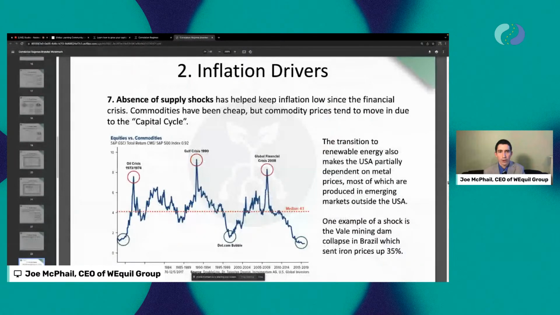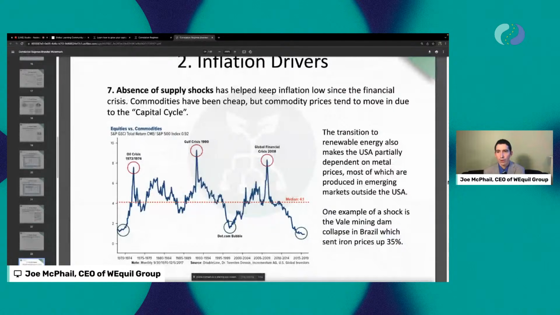Another one would be supply shocks. So this is quite interesting. So equities versus commodities. Commodities tend to move in these cycles because, well, they're quite capital intensive. To give you an example, lithium mining companies tend to take many years to actually come online. That would be one of the longer time frames. But even other kinds of commodities, copper, iron, silver.